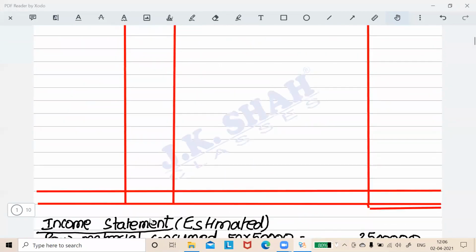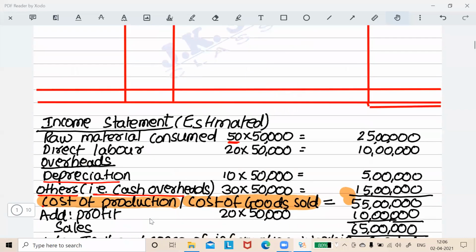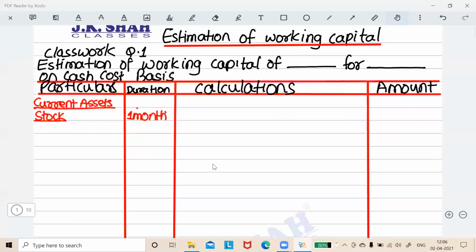We have already estimated our raw material consumed to be 25 lakh. That 25 lakh is for the full year. So for 1 month, how much do we need? Very simple: 25 lakh into 1 by 12. It comes to 2 lakh 8,333.